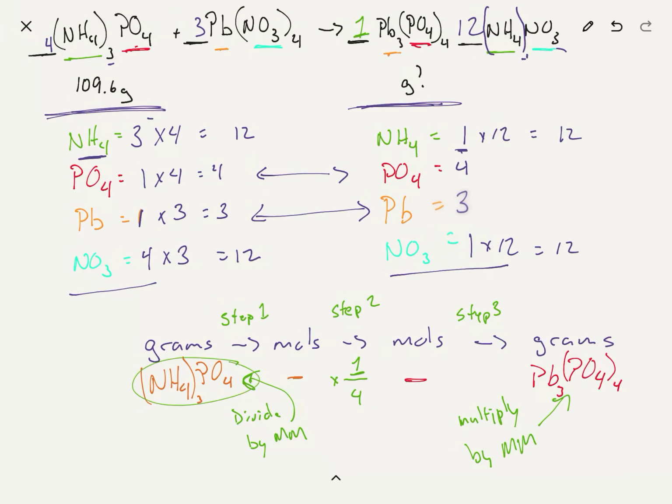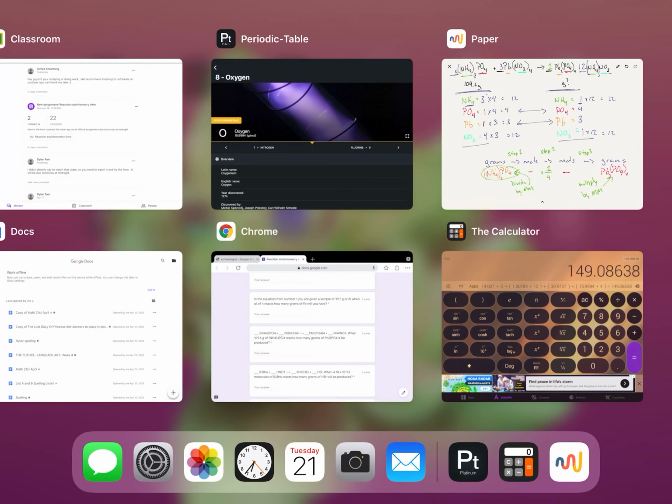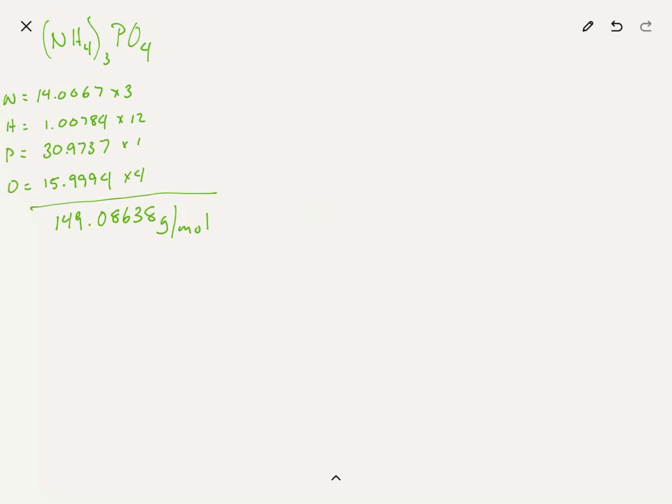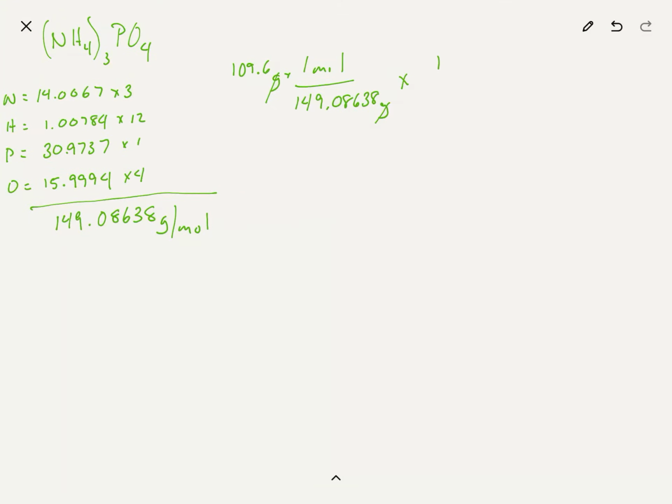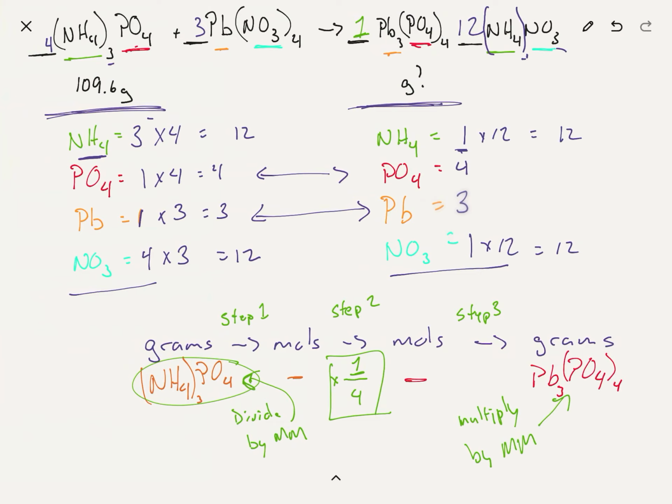So if we go back, our first step is to take what we have, the grams of that, and divide by the molar mass. So we got 109.6 divided by 149.08638. So 109.6, I like to write it like this, times 1 mole over our molar mass. Grams, we see our grams cancel out. And then our next step was to multiply by 1 and divide by 4. And then we need to multiply by the molar mass of Pb3PO4.